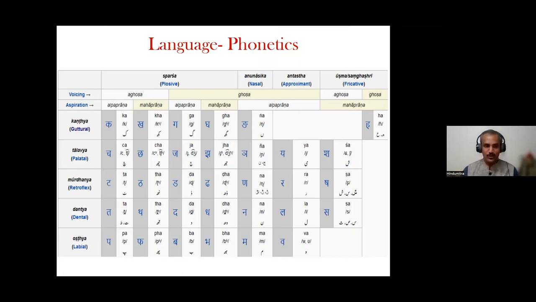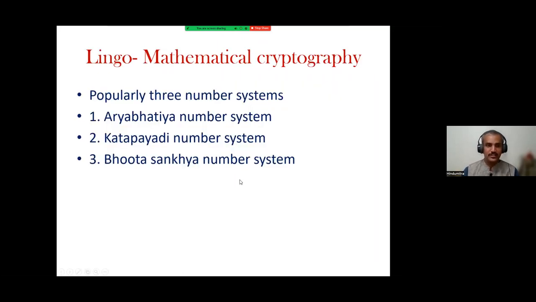So we know the Alpa Prana and Maha Prana, ka, kha, ga, gha, the way it has been arranged. This has led to the modern periodic table chemically. So this is about the language of the Indian culture.